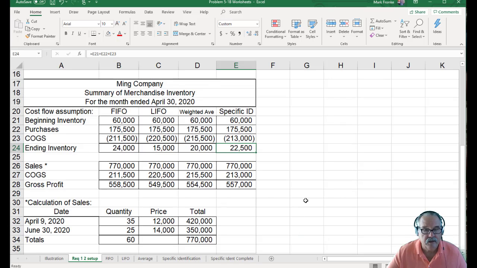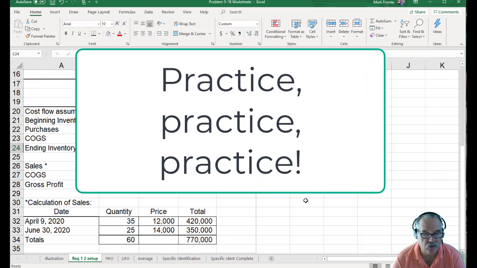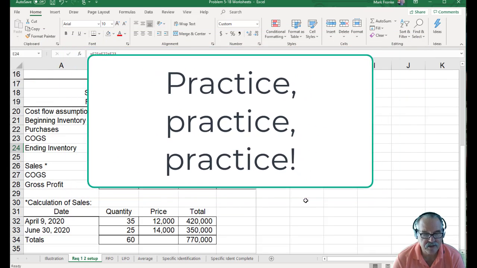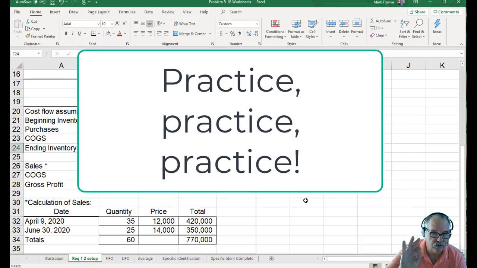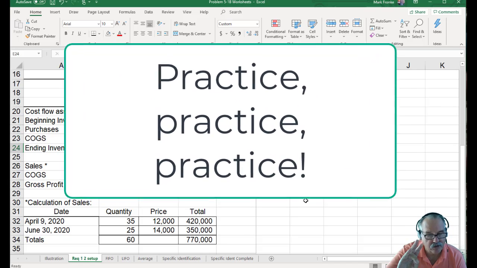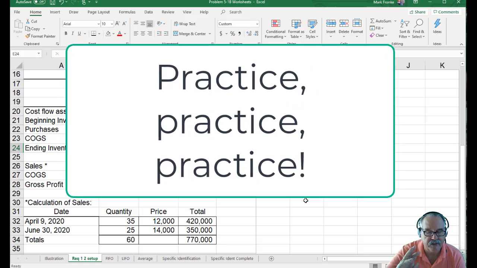So here is our summary schedule with all these numbers. Hopefully you can follow this. Prepare the schedules, submit them for some points on this video, but use this, and I would do it over and over again, and use it for preparing the problems in Chapter 5, because they go exactly the same process. We've got 4 methods: FIFO, LIFO, average or weighted average, and the specific identification.